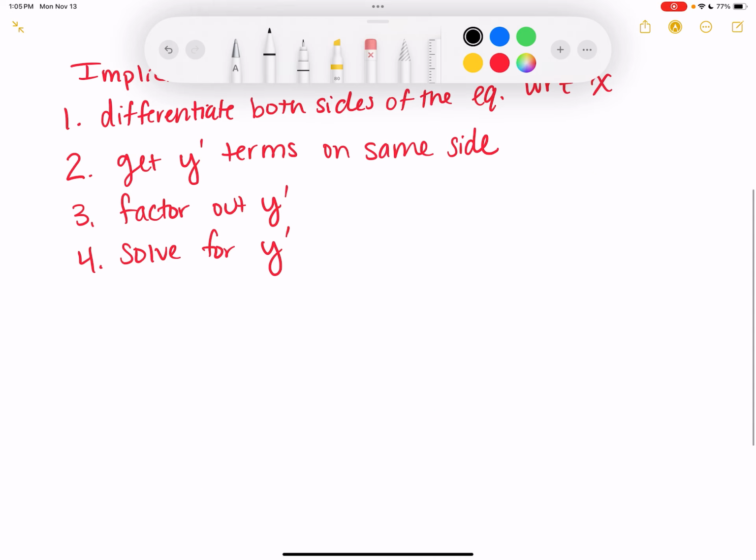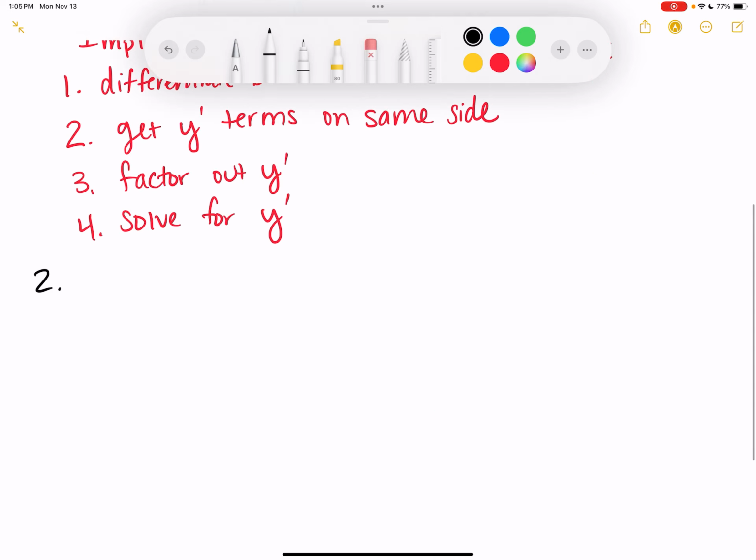All right. Number 2. Get to the right page. Find dy dx. Simple enough. X cubed plus y cubed is equal to 18 times x times y.